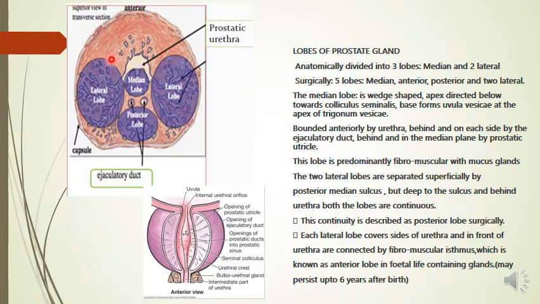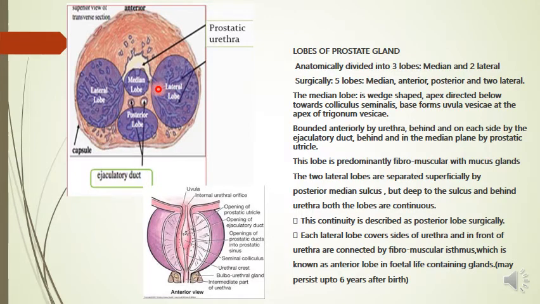and this fibromuscular isthmus is nothing but the anterior lobe in fetal life. In fetal life it contains glands, but in adult life this anterior lobe is fibromuscular. There is no glandular tissue in this, and after 6 years after birth it becomes fibromuscular. Till that age the glandular tissue may be present in the anterior lobe of the prostate. So there are altogether 5 lobes surgically: median lobe, 2 lateral lobes, 1 posterior lobe and 1 anterior lobe.